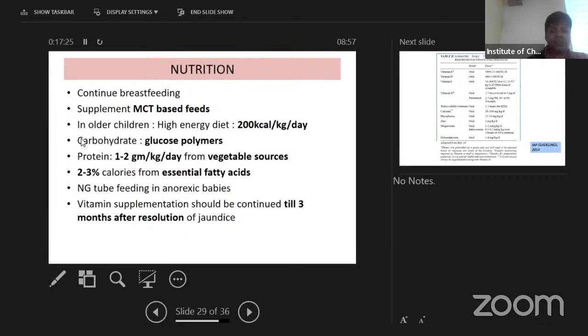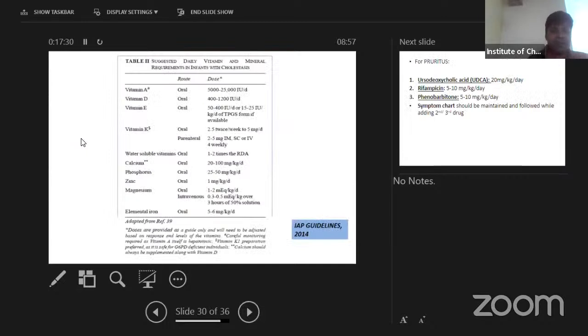Vitamin supplementation should be continued till 3 months after resolution of jaundice. These are the doses of the multiple vitamins: vitamin A, D, E, K, and water soluble vitamins. The dose of vitamin A is 5,000 to 25,000 international units per day orally. Vitamin D 400 to 1200 international units per day orally. Vitamin E 50 to 400 international units per day or 15 to 25 international units per kg per day of TPGS form if available.